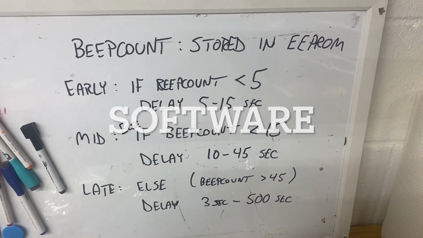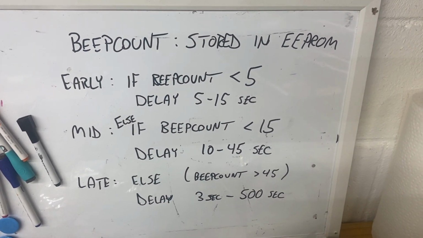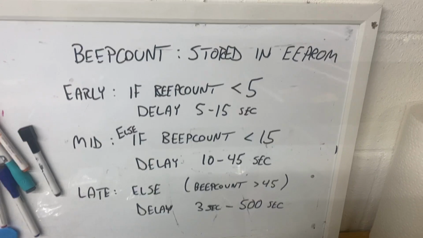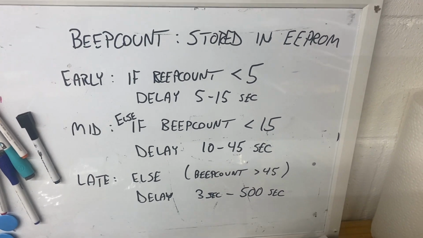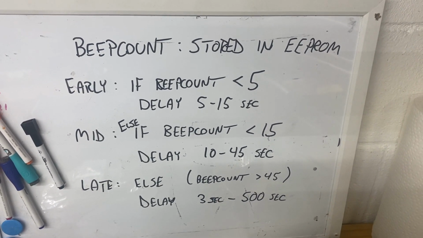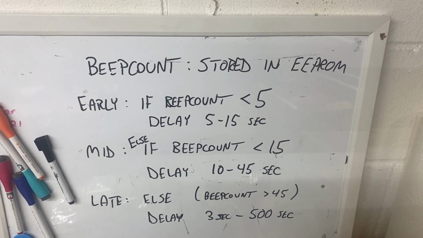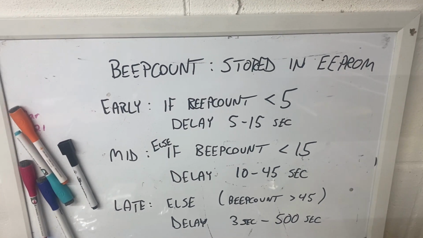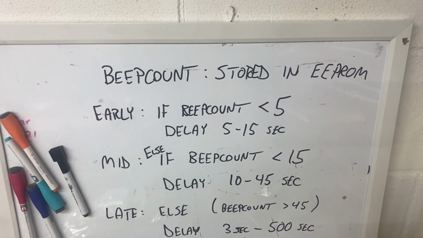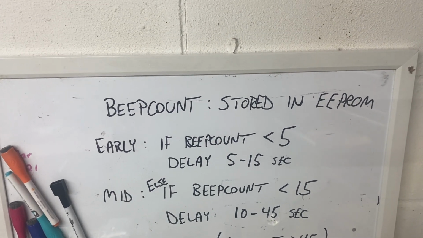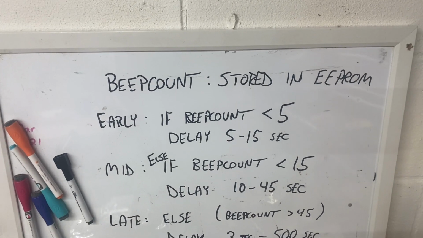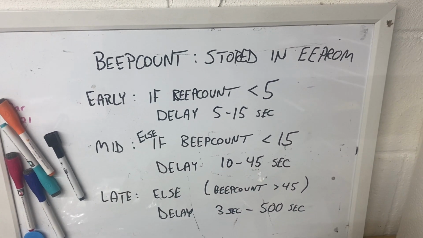Let's look at the program logic. The first thing I do is store a beep count in permanent memory. Anytime we execute a beep, that gets incremented by 1. Now, early on, when we're all around, we definitely want it to beep so we can hear it and make sure it's working.